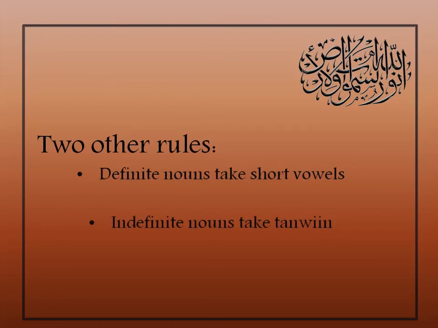So let's take an example. Here we have an example. Qara'a at-talib al-kitab fil maktaba. What a good talib. Reading a book in the library. Okay, so let's go step by step through this. Qara'a is a verb. It's already got a vowel at the end of it, so we don't need to worry about it.